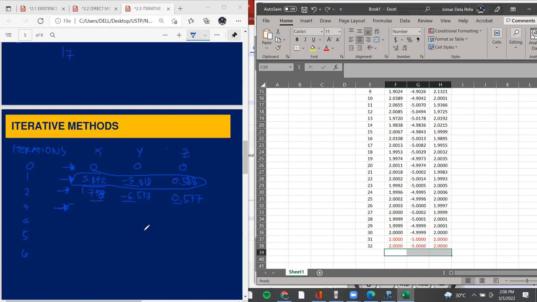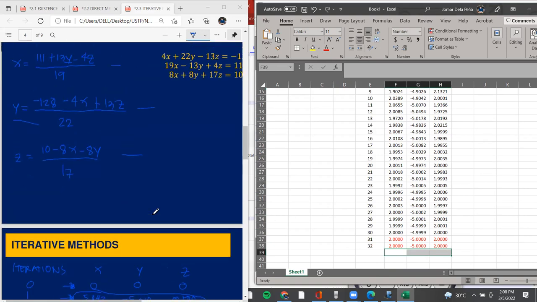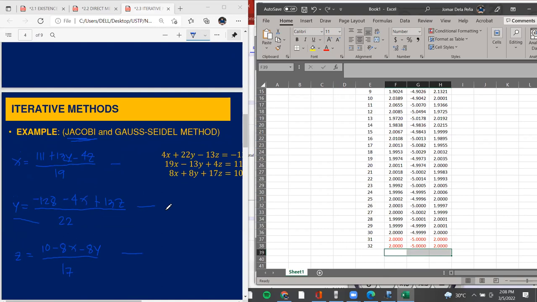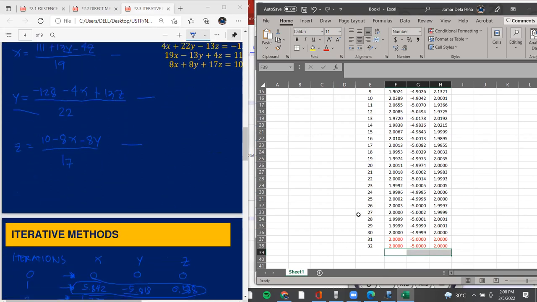So that is the Jacobi method: iterating using the Jacobi method until convergence. Meaning, the value of x is 2, the value of y is negative 5, and the value of z is 2.